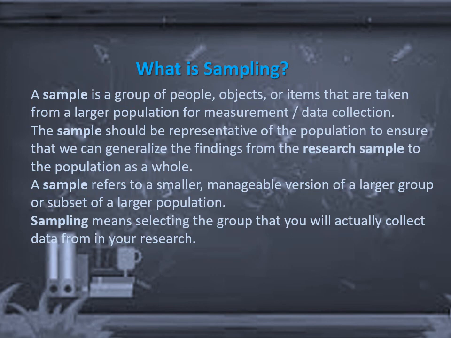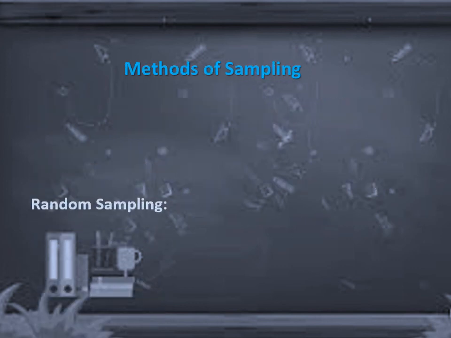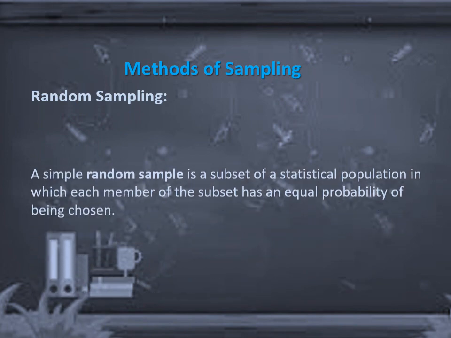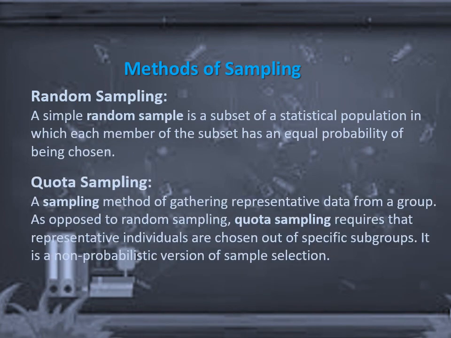Now the sample should represent the whole population. The sample should be a manageable version of the larger group. A sample is a subset of a larger population. So there are two ways of sampling. One is random sampling, which is probability-based sampling.